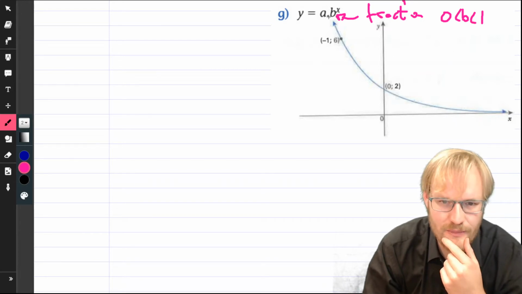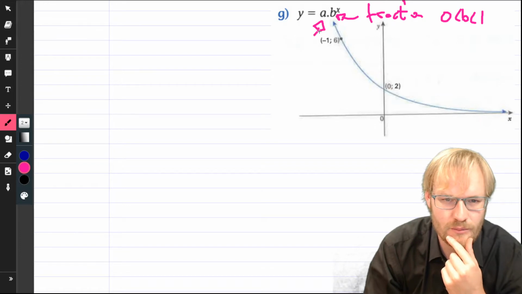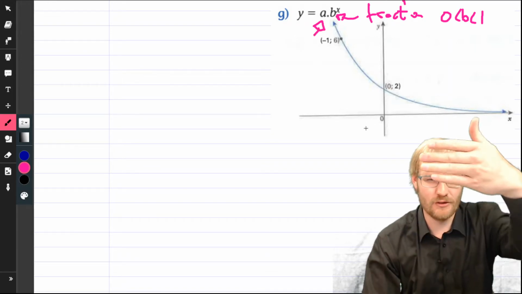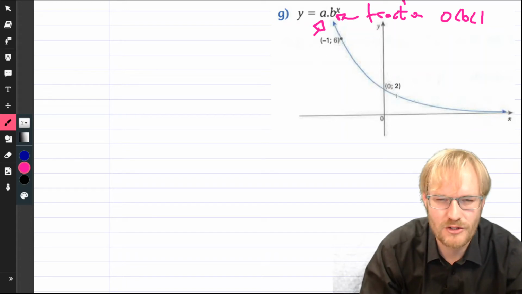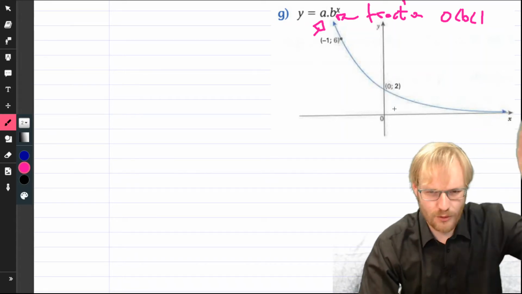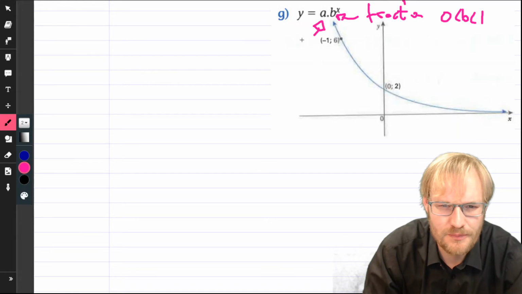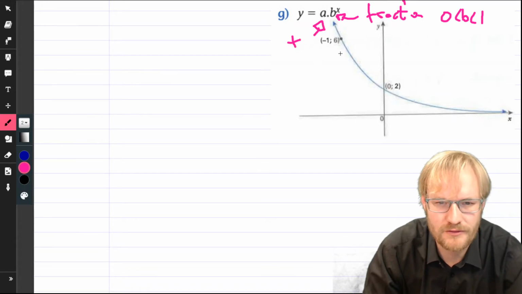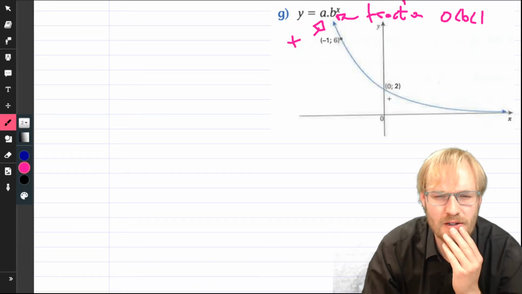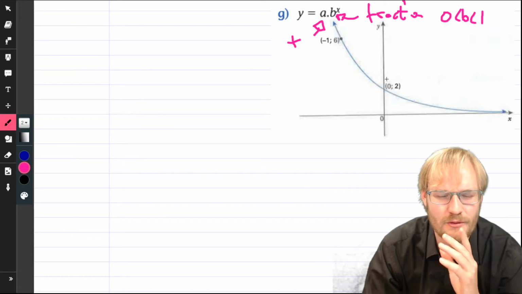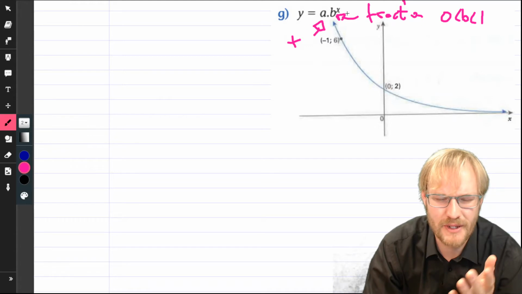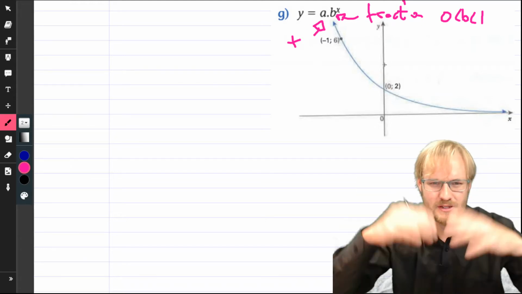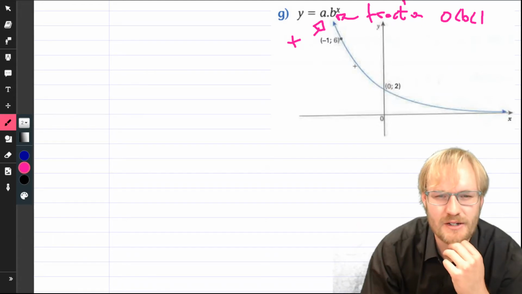Okay, and our a value we know should be positive or negative. Has this thing been reflected? No, it's still sitting up top in quadrant 1 and 2, or more importantly, it's still that same shape. So this we know is going to be a positive. Okay, well, it looks like we could be in trouble. How are we going to determine a? There's no p, there's no q, we're not moving things up and down, not left and right.